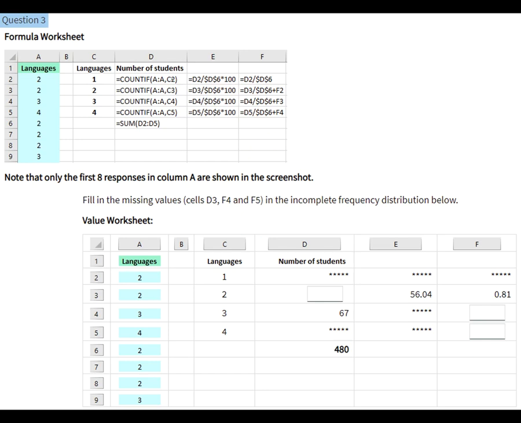Now, if we go back to this, we've said here, these are our percentage frequencies, and here we have cumulative. So we're going to use that knowledge in a moment. When you look at your values sheet, you'll see that we've given you some values, we've hidden a few, but we want you to answer a few of the others. So the first thing you need to go and calculate here is the number of students who speak 2 languages. If you look at the percentages, it's 56.04. So if we want to answer that first question, we would take 56.04% and multiply that by 480.